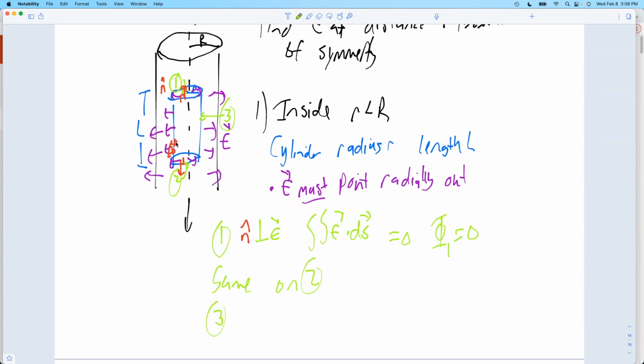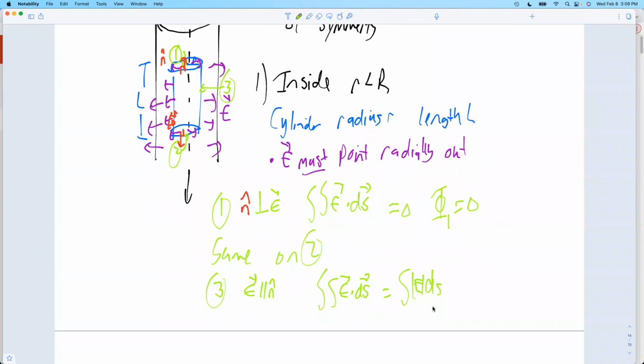Okay, what about on 3? E's pointing out, radially out, so is the normal vector. E is parallel with the normal vector. So the double integral of E dot dS will just be the double integral of the magnitude of E dS. The dot product of parallel vectors is the product of the magnitudes. Now we'd like to pull that E out. That only works if E is a constant on that surface. E is not a constant everywhere. It's not a constant up here on the top of the soup can. Doesn't matter. The flux was 0 there.